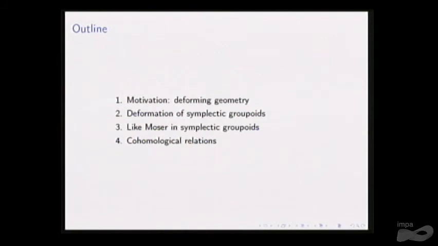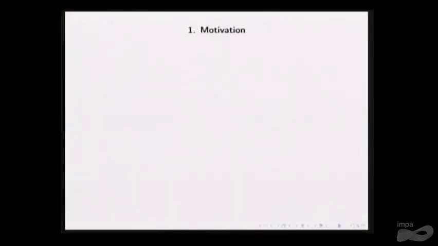So the outline of this talk is, first, I'm going to talk about some motivation for the project, and then I will define some basic facts about the deformation of symplectic groupoids. Then I will explain Moser's theorem in the context of symplectic groupoids. And lastly, I will talk about some homological relations which exist in symplectic groupoids. So, first, motivation.